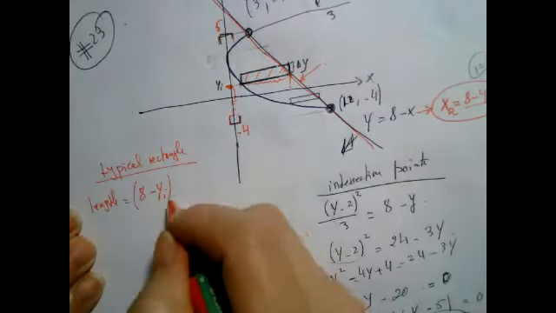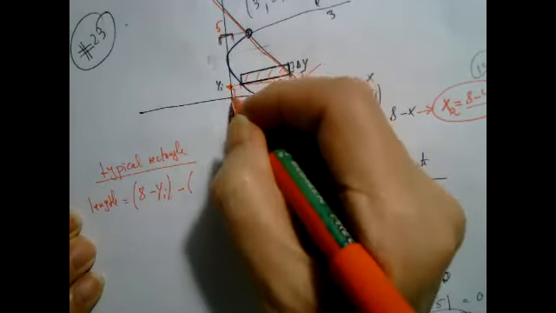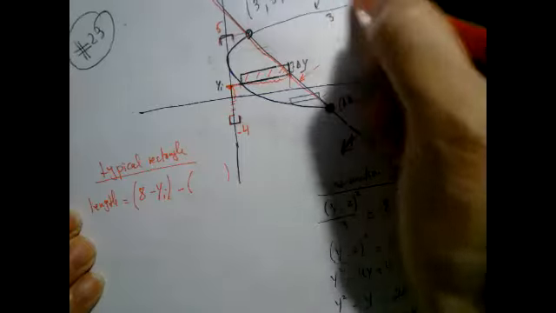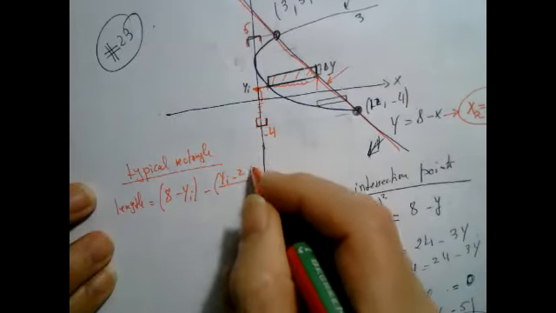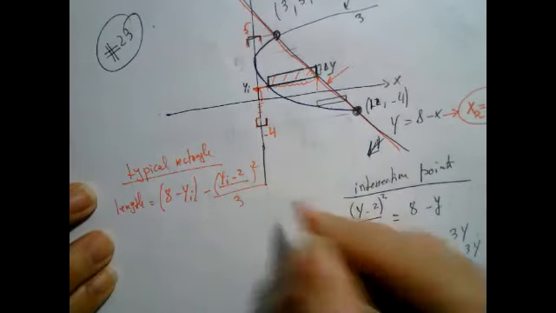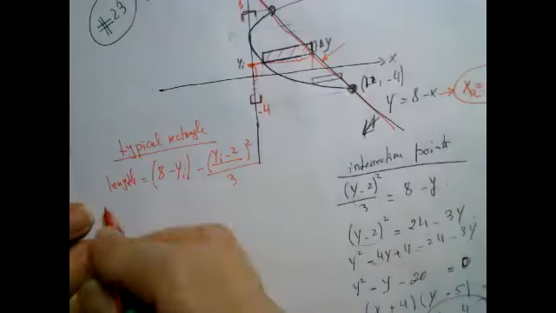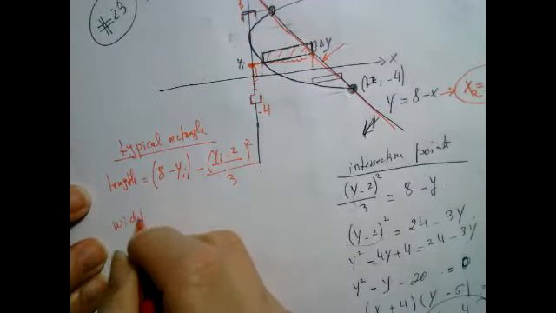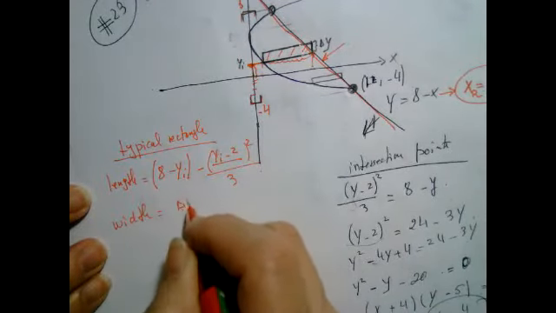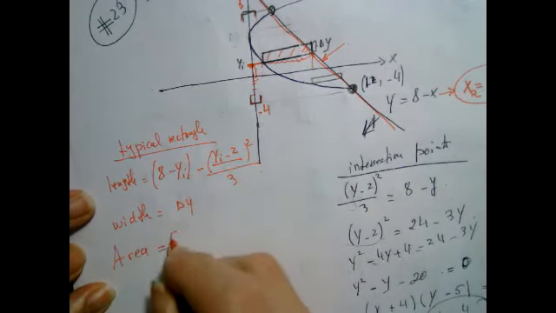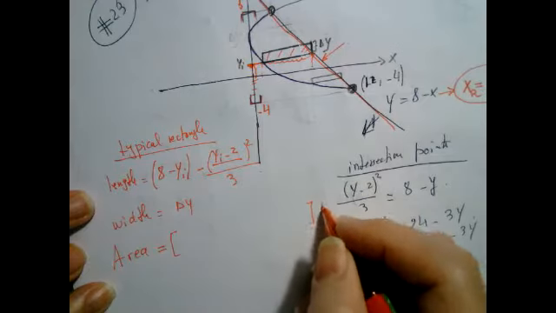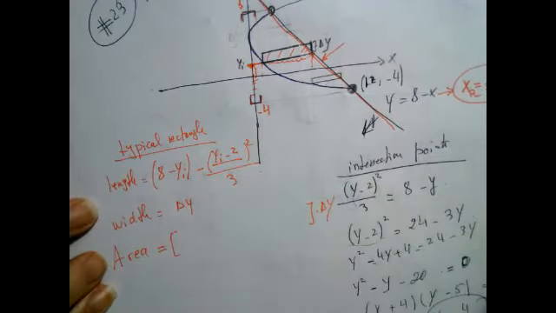So that's, if this is yi, from here to here, I have that much. I have yi minus 2 squared, the whole thing divided by 3. Now the width is the delta y. That's the width. So the area of a typical rectangle is the length times the width.